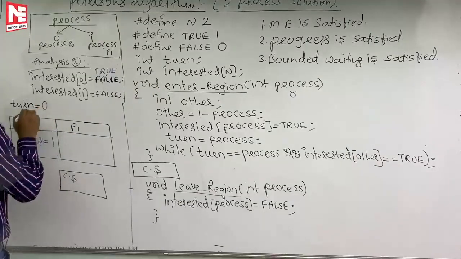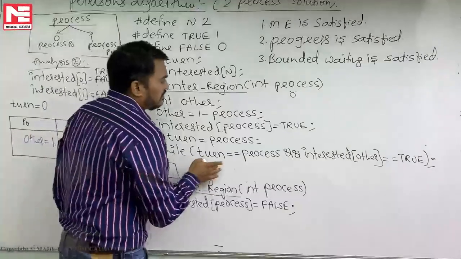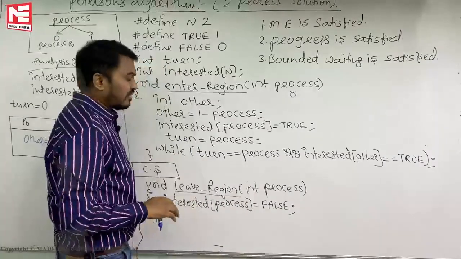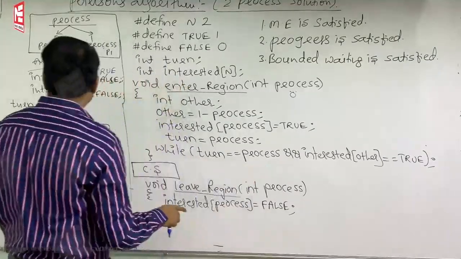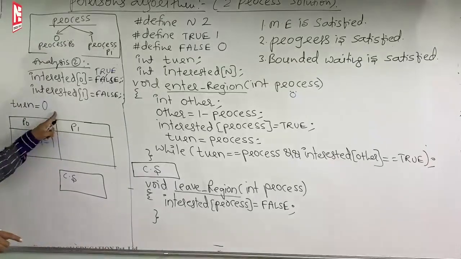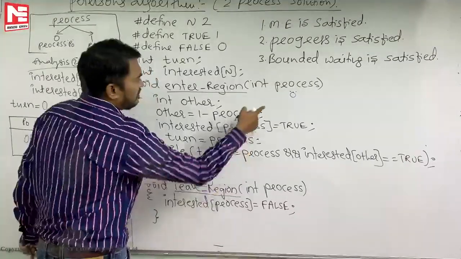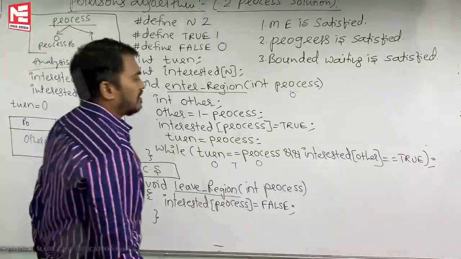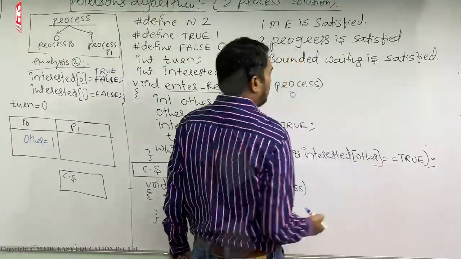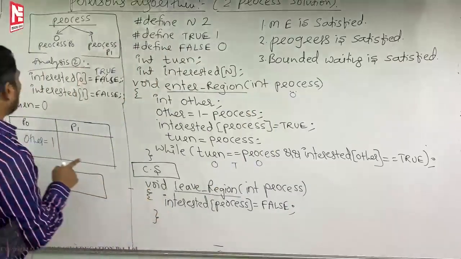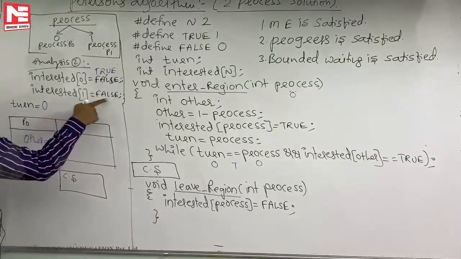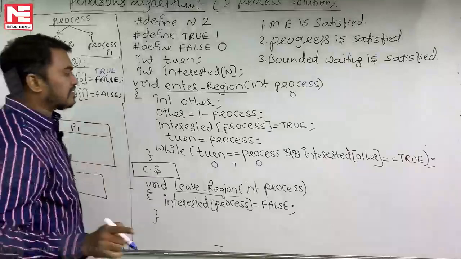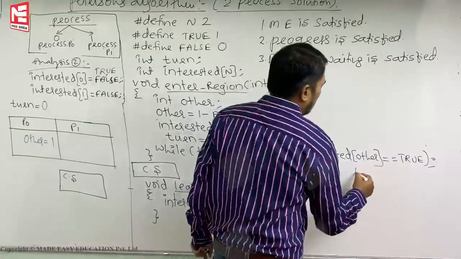What is the process value? 0. And the next, while turn equal to process, listen carefully, follow carefully. While turn equal to process, what is the turn value? Turn value 0, so that is a 0, process value 0, so this is true. Turn equal to process true, and next, interest of other. Now tell me what is other for P naught? Other is 1, so interest of 1 equal to true, true or false? False. So look at here, this condition is false.